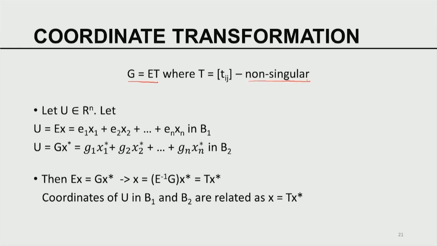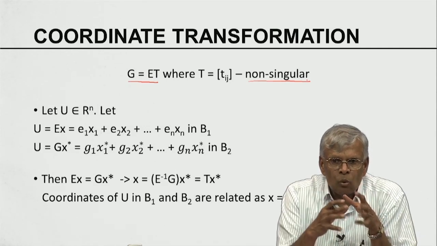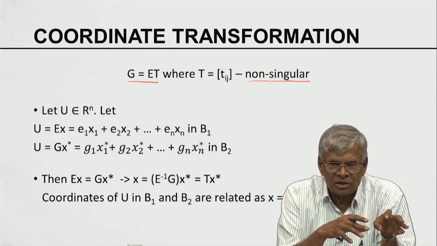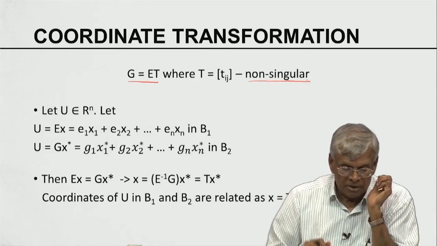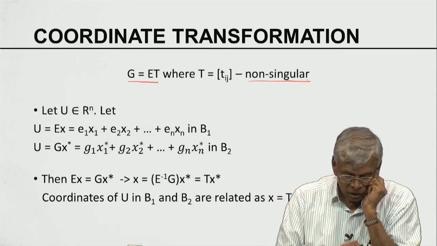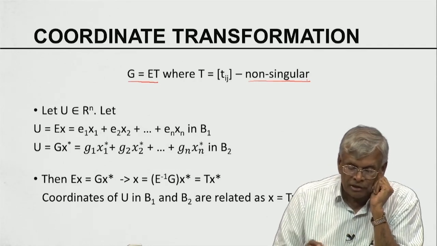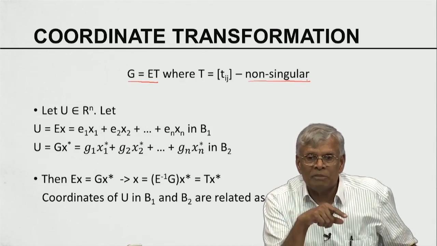So what is the role of a linear transformation? One of the roles of a linear transformation is that it transfers one set of bases of a given vector space to another set of bases, and they are related linearly through the linear transformation T. So this essentially tells you the coordinates of the new basis and the coordinates of the old basis are related.